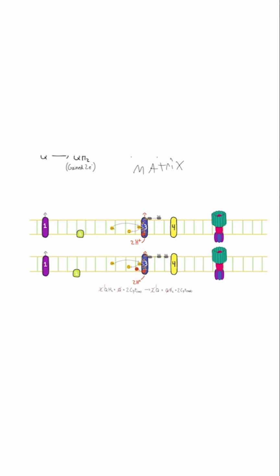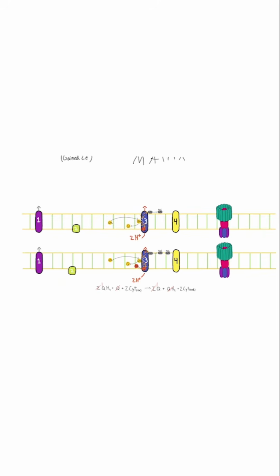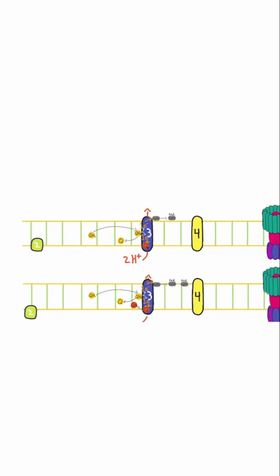Now let's look at what happens at complex 3. We're looking at 2 steps here, so we're going to zoom in. First, we have 1 molecule of ubiquinol arrive, and it's going to transfer 2 electrons, but they're going to go to separate places. The first electron is going to go to this molecule of cytochrome C, and it fully reduces it into a molecule of reduced cytochrome C.